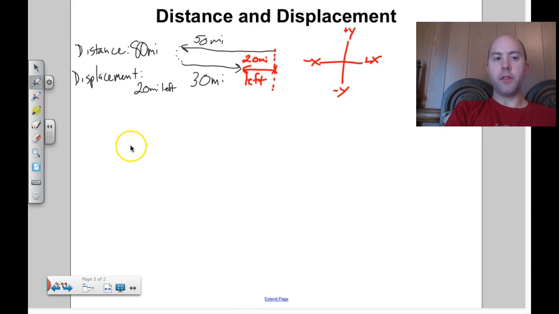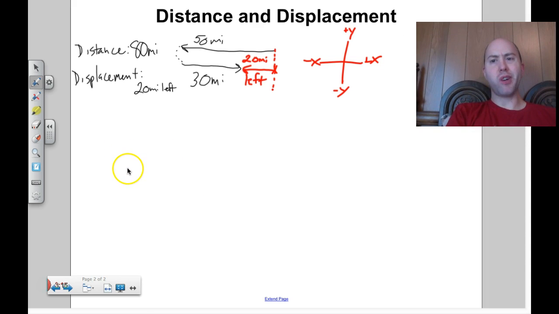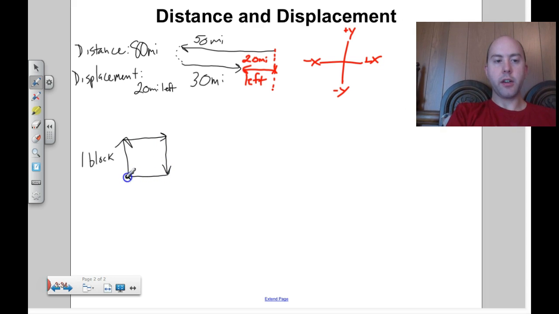Another example of this would be, let's just say you took a run around the block. So you went one block up. Call that one block. Then you went right one block. Then you went down one block. Then you went to the left one block. So you stopped right here.